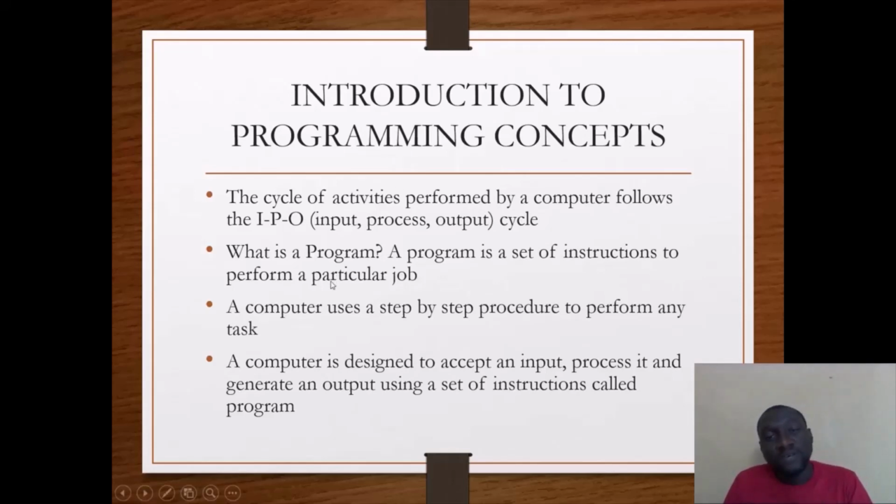So you need to give the computer some set of instructions for it to execute whatever job that you want it to do. A computer is designed to accept an input, process it, and give an output. So we call it the IPO, that's the input process output cycle.